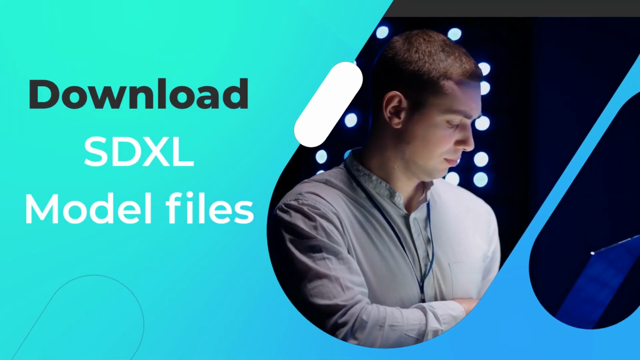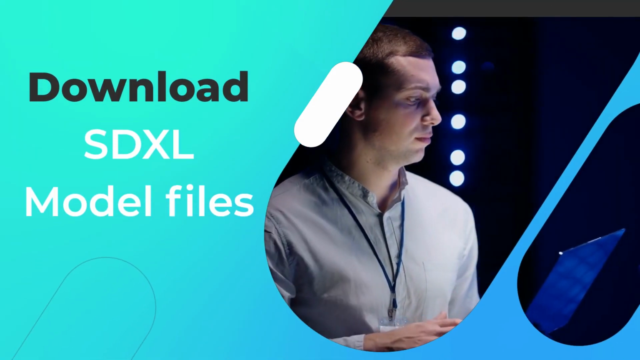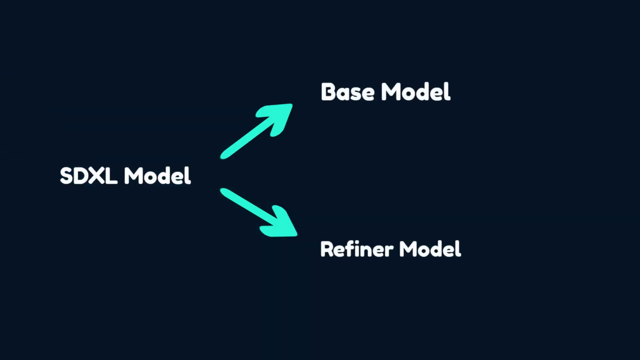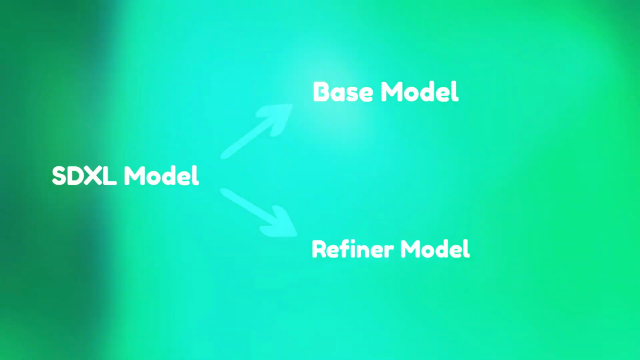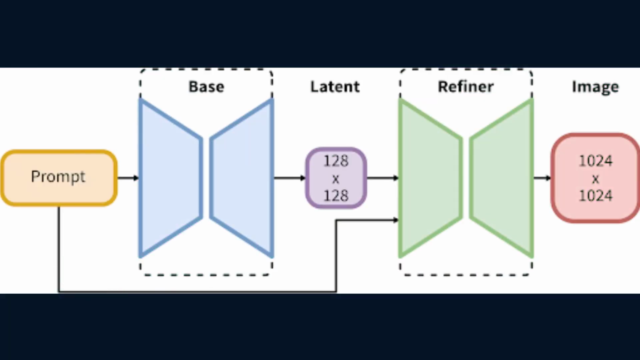Step 4. Download SDXL model files. The SDXL model consists of two models, the base model and the refiner model. The full model consists of a mixture of experts pipeline for latent diffusion. In the first step, the base model generates latents, which are then further processed with a refinement model specialized for the final denoising steps. Note that the base model can also be used as a standalone module.